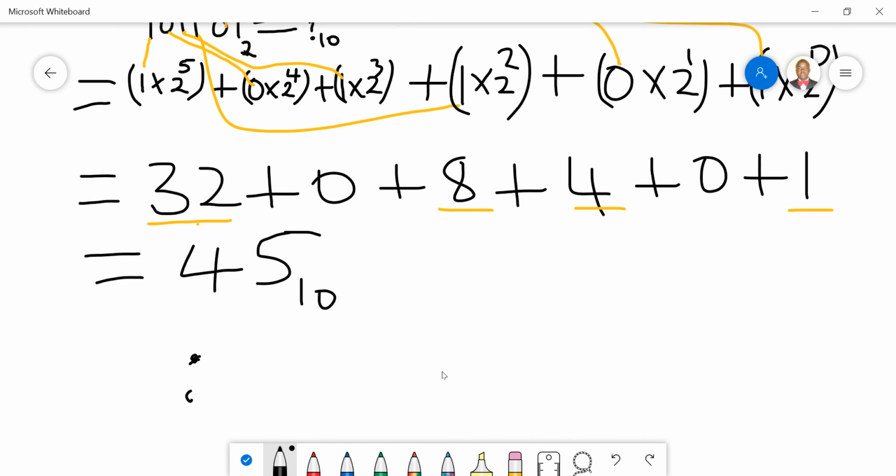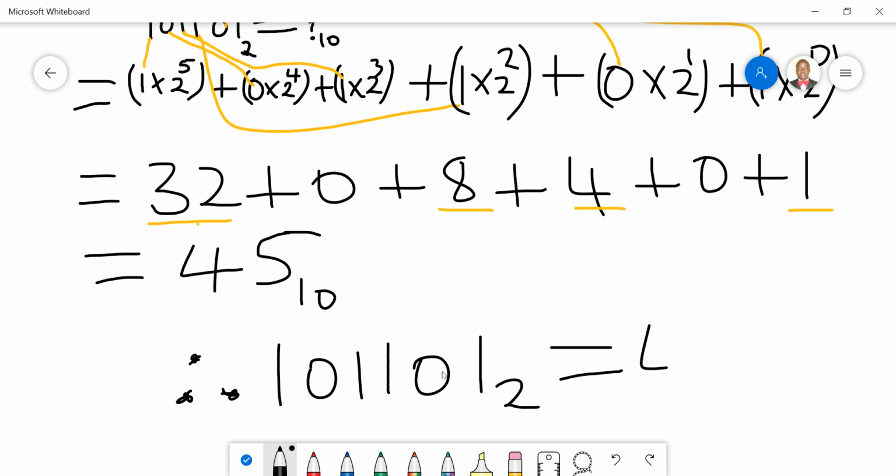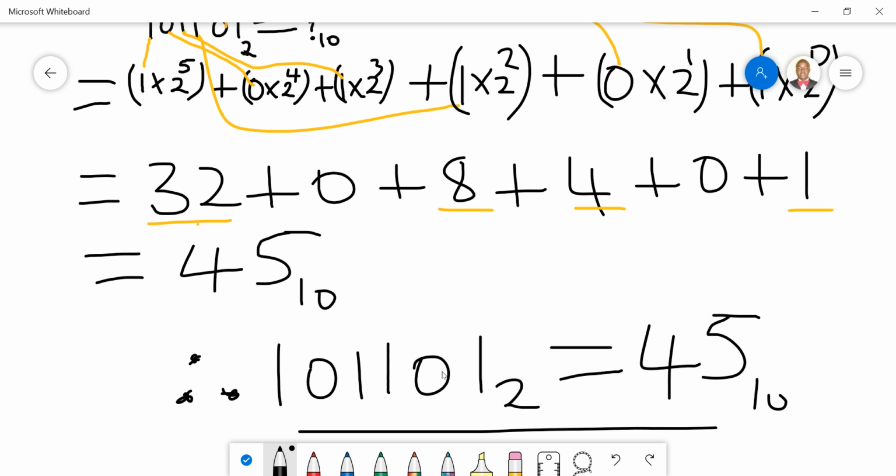So it means that we say therefore 101101 base 2 is equal to 45 base 10. Then this is the answer. This is the final answer. So I'm sure that this one you know.